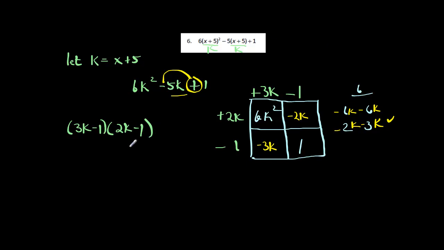But before I move on, I remember that I replaced x plus 5 with k. Now I have to replace k with x plus 5. So I'm going to use parentheses, because whenever you substitute, use parentheses. So I'm replacing x plus 5 in for k here and here.